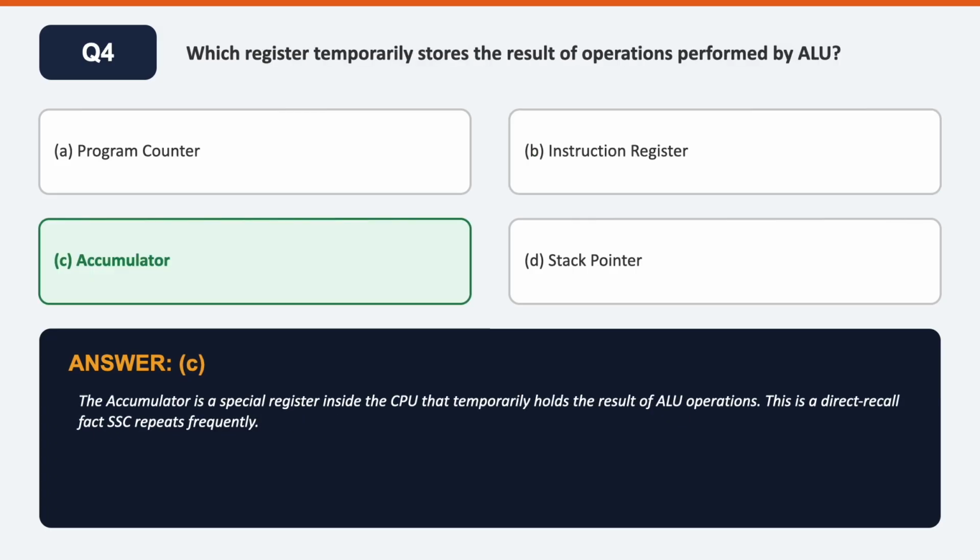Question 4. Which register temporarily stores ALU results? A. Program counter, B. Instruction register, C. Accumulator, D. Stack pointer. Answer C. The accumulator is the specific register that holds ALU output temporarily.